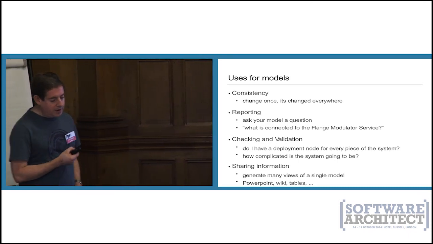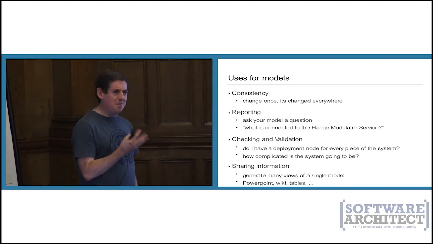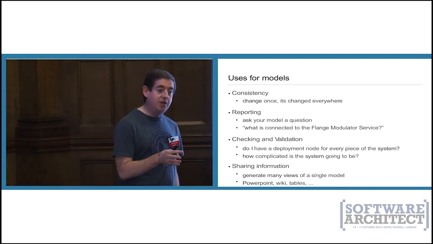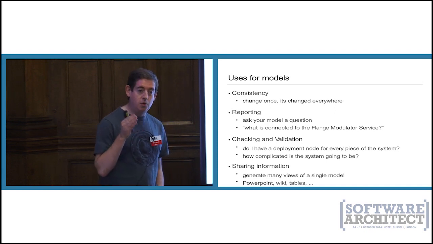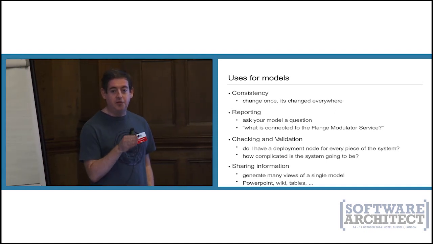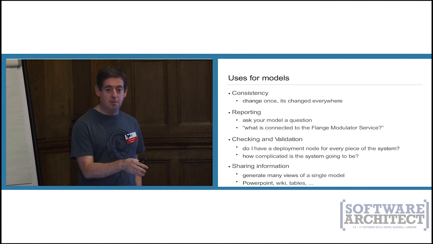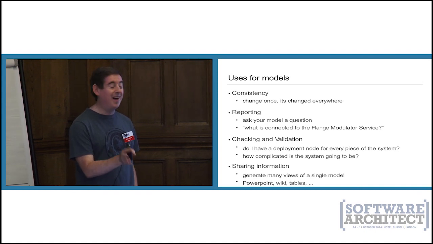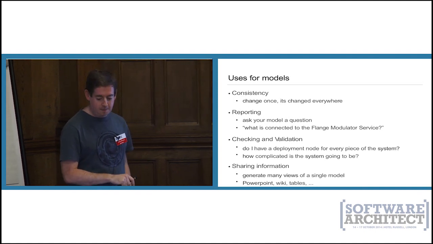So why do we use models? And why bother with a model and not just a picture? Consistency, this whole thing about you only want the definition of something in one place. Don't repeat yourself. We do it in code all the time. Yet in most of our modeling activities, we go to hell with it, repeat yourself as much as you'd like.